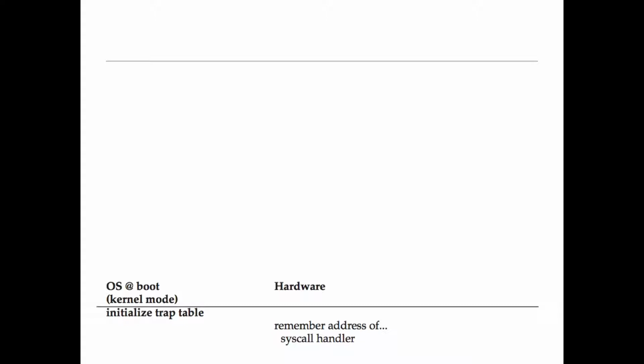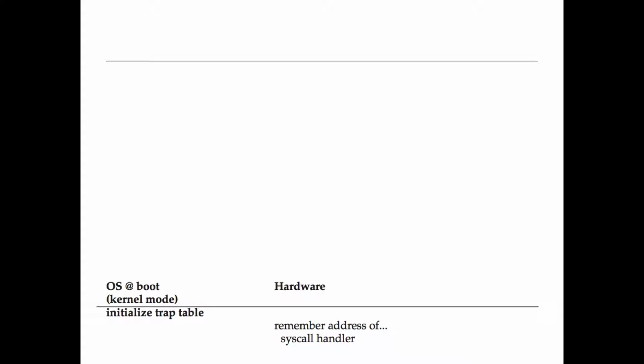So we initialize the trap table at the boot time. We'll have different types of traps. Different types of traps means different types of system calls. Corresponding to each system call, the hardware needs to know the address of each of them. So something needs to be initialized at the boot time. That is done in the kernel mode.